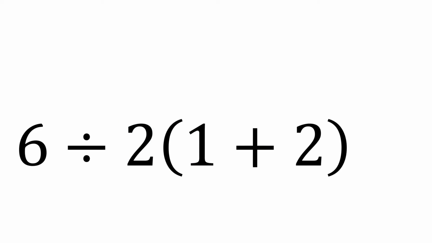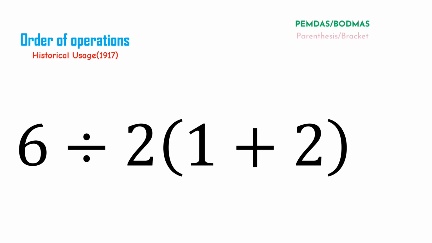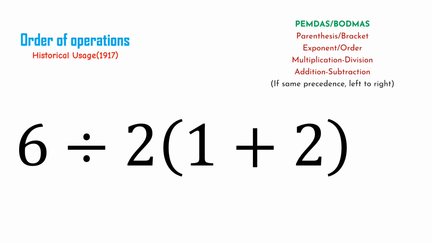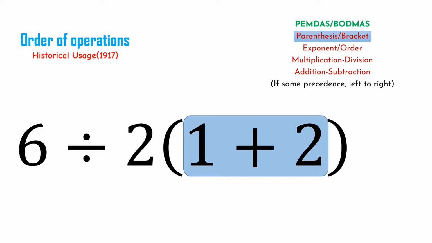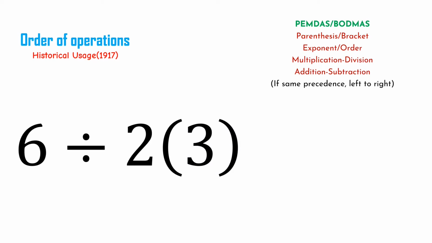Well, there is another answer which you can argue from a historical perspective. I actually found some documentation that the order of operations did have a slightly different understanding in certain texts from 1917 and before. So the first part of the expression is the same as before. We have a parenthetical expression and this must be evaluated first. We have 1 plus 2 which equals 3. The debate then centers around this division symbol. So what does it mean that we have 6 divided by 2 parenthesis 3?